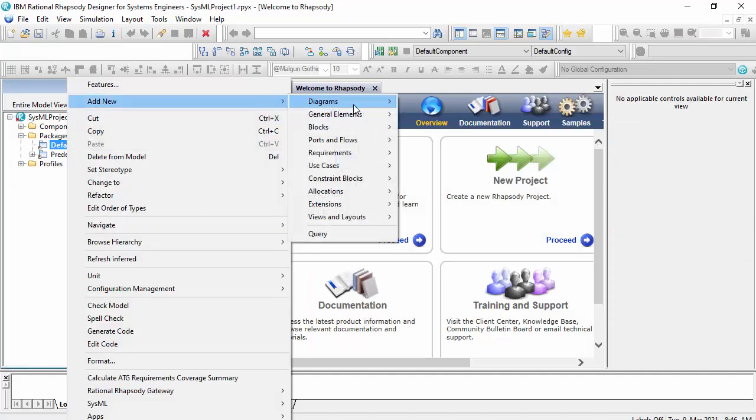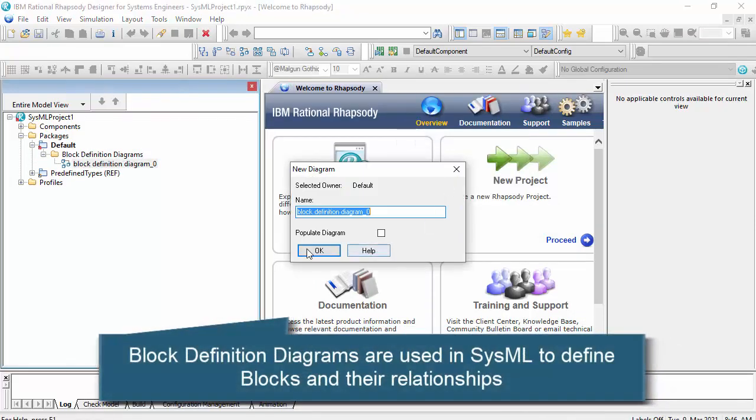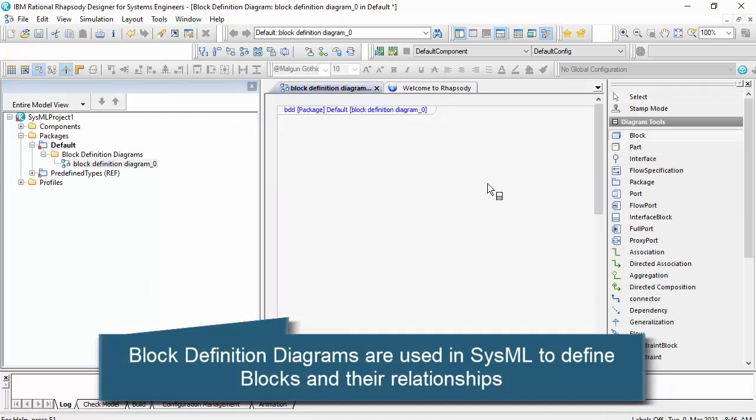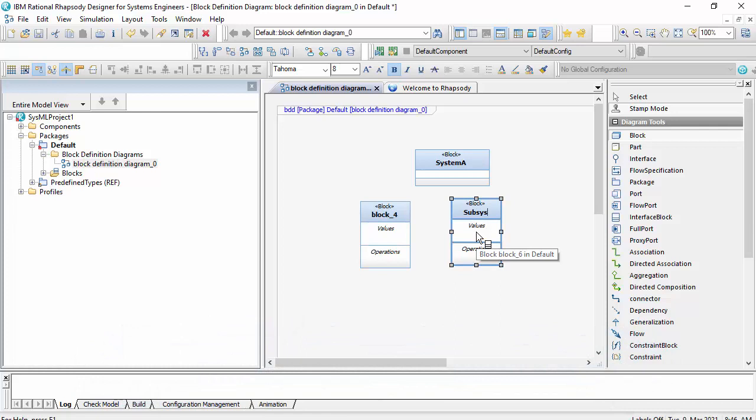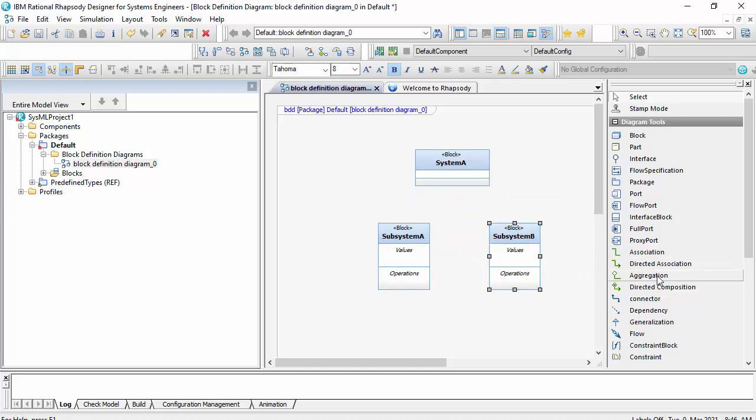Create a block definition diagram with a structure. So I'll have a system A, which has a subsystem B and a subsystem A. Where I create a block definition structure is with directed compositions.